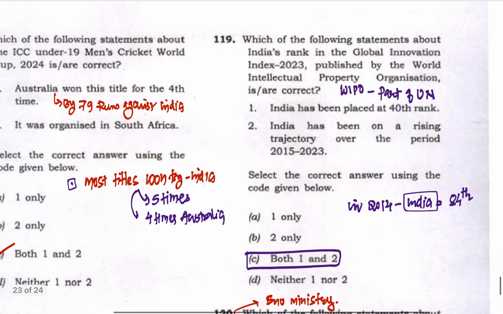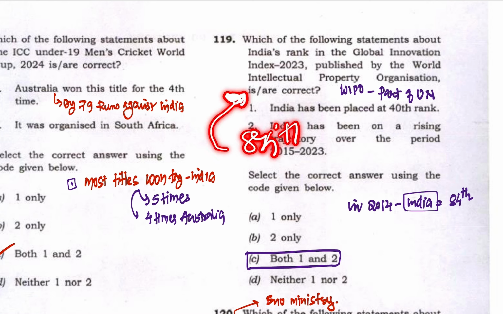Now about the WIPO, right? WIPO, the World Intellectual Property Organization, releases the Global Innovation Index. We have seen that India has improved its rank from 84th in 2014 to now the 40th place. So India has improved its rank consistently in the last 10 years. So both of these statements are correct.